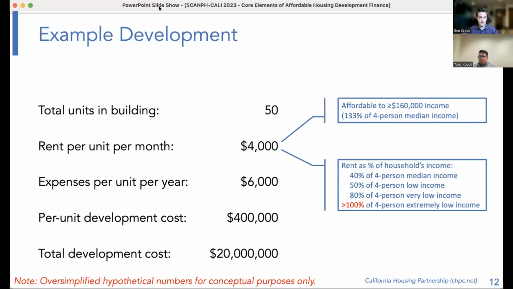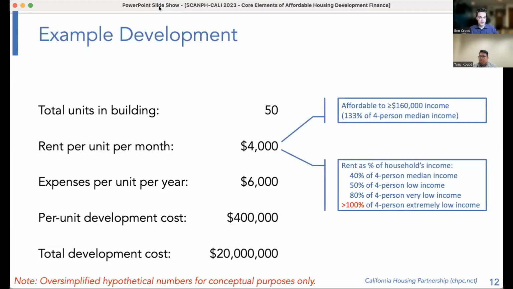This $4,000 unit, just to underscore the point, this ain't affordable housing. This is not affordable unless the household is making $160,000 a year or more. So for a 4-person household, that's 33% above the median. If you were a median income 4-person household, you'd be paying 40% of your entire income to afford this unit, so you would be rent burdened.